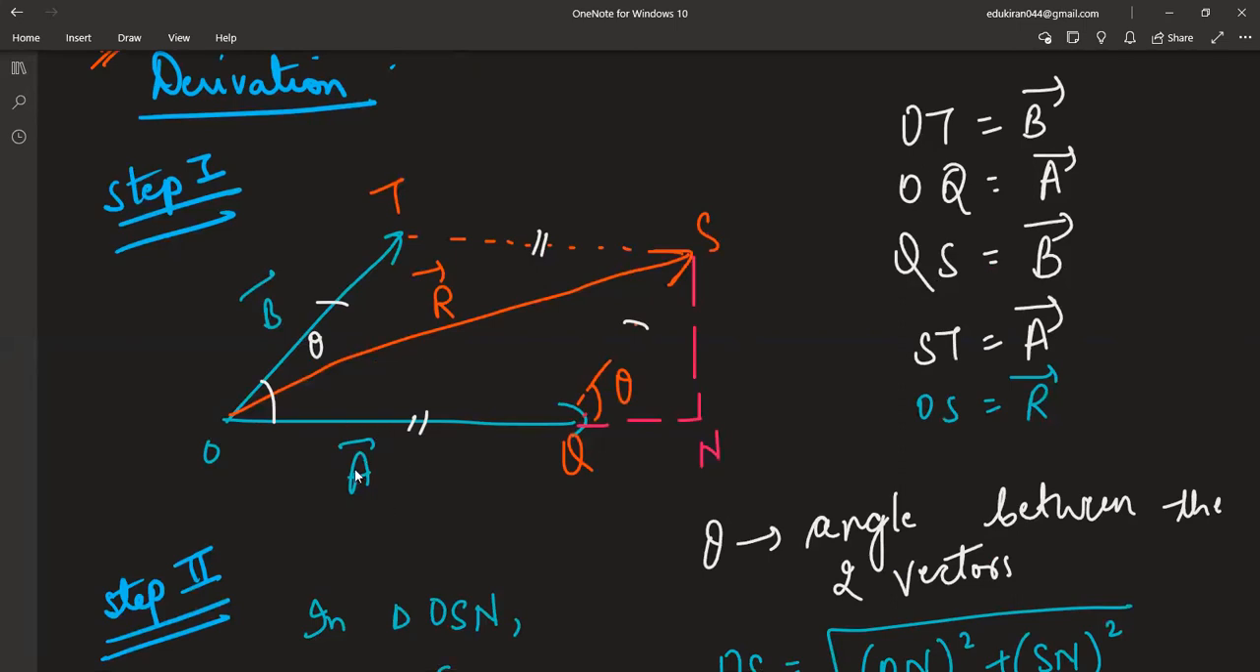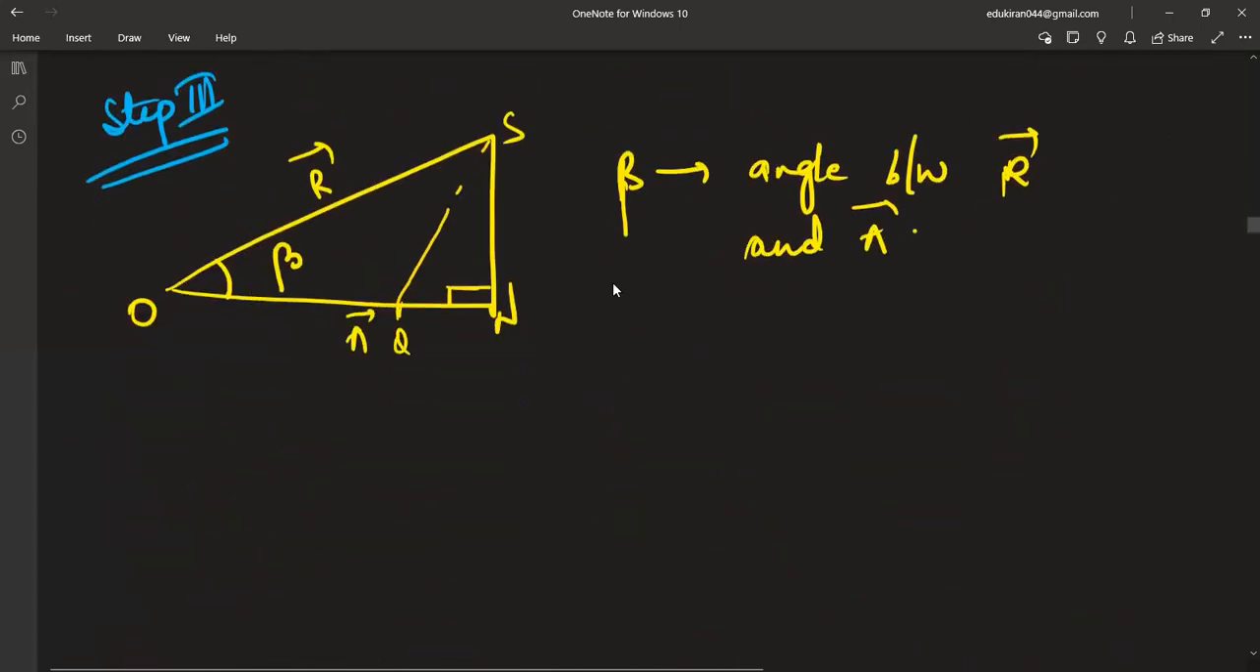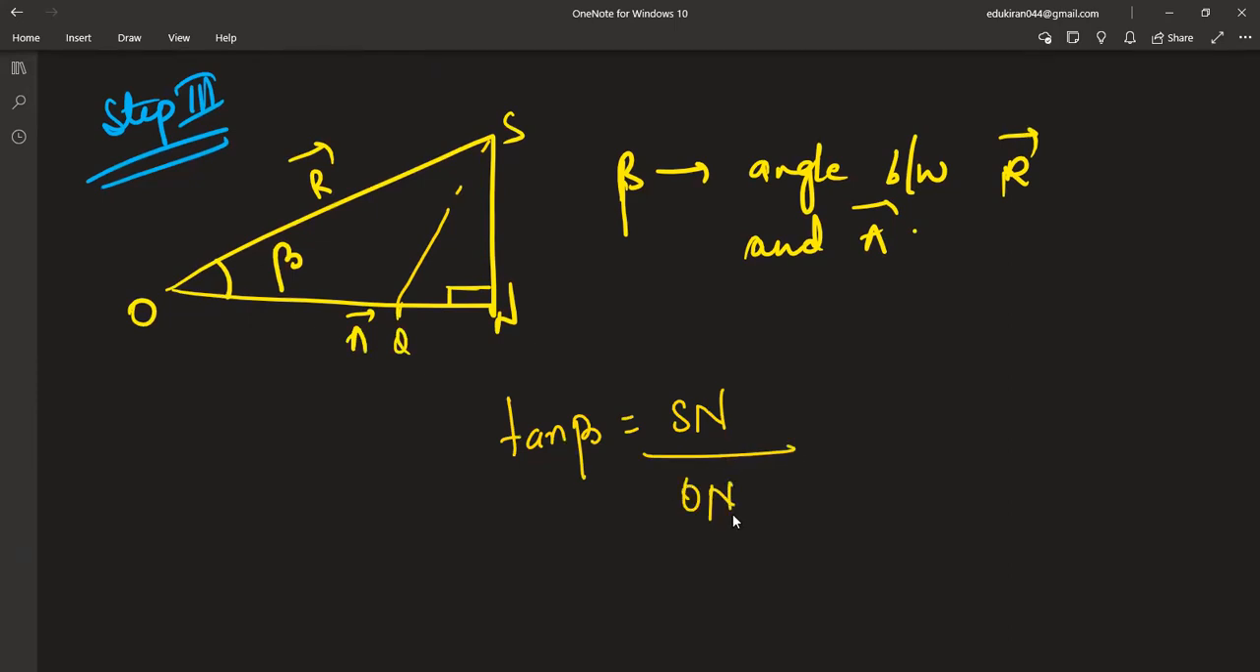With vector A and the resultant, take an angle beta. Fine. Now in this triangle, in this OSN, in this bigger triangle, what is tan beta equal to? It will be equal to SN divided by ON, right? See, let me write this. In your triangle, tan beta will be equal to SN divided by ON. Now, ON is again made up of two things.